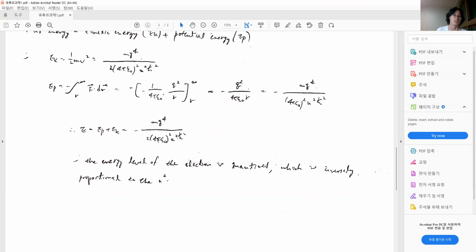Thus, as we can see in this equation, the energy level of the electron is quantized, because here there are only parameters for 1 over n square, and the others are constants, which means that this energy is inversely proportional to n square.